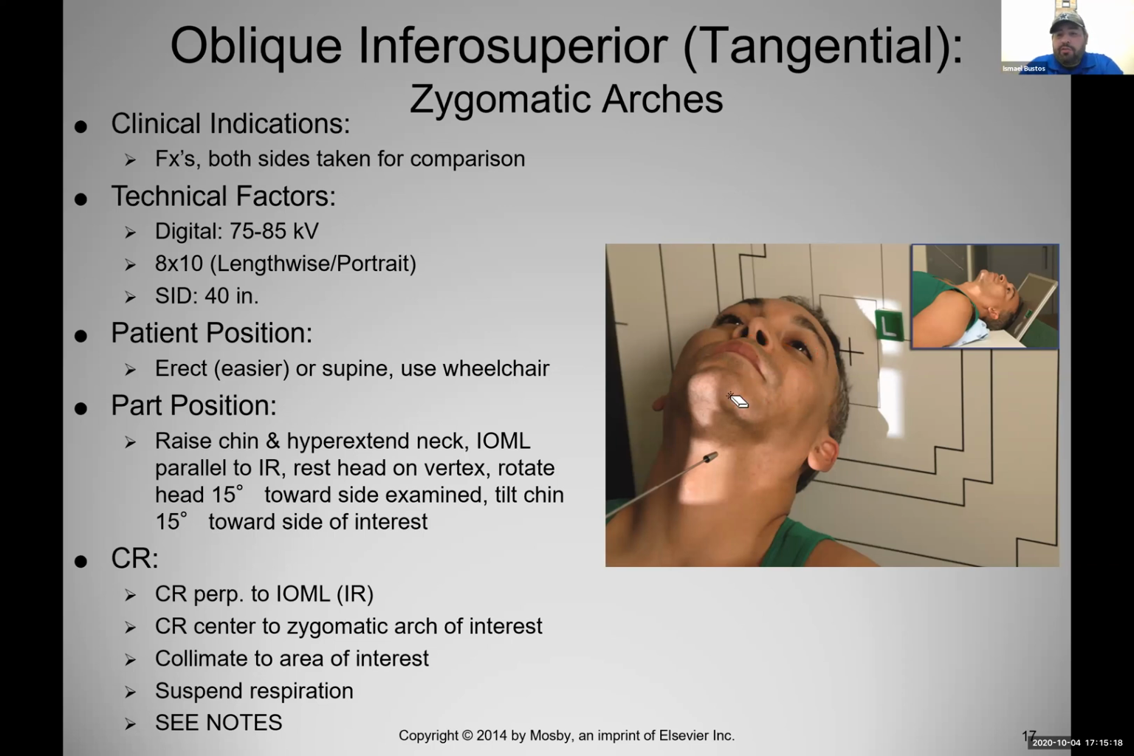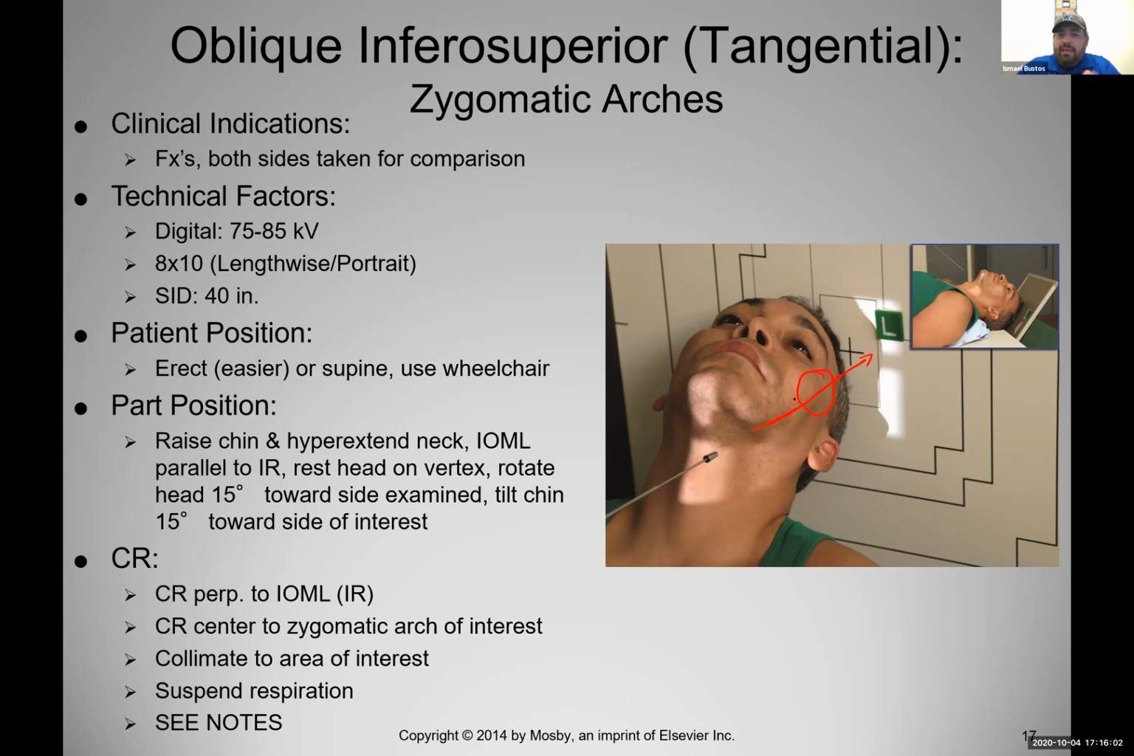Once you've done that, your CR again is perpendicular to the IOML, because remember, we're still in an SMV position, so that IOML is still crucial and needs to be parallel to the image receptor. All right, so this CR should still be perpendicular to that IOML. Okay. Once you've done all that, you center to the zygomatic arch of interest, which means that you're going to center to this zygoma here, but what the CR is going to do is kind of skim this mandible here, go through the arch, and then skim the parietal eminence of the parietal bone there, and then hit the image receptor. Okay, that's why it's called a tangential. It's just skimming the zygomatic arch.